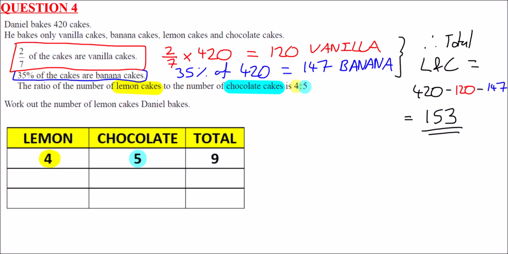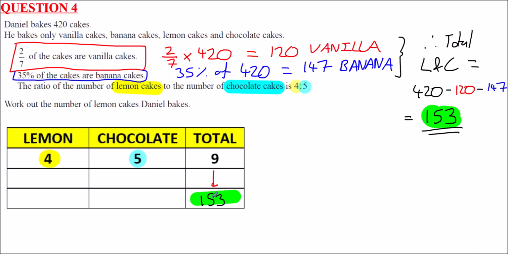So in actual fact, the total number of these lemon and chocolate cakes isn't 9. The actual total number of cakes is 153. So these 9 batches of cakes, we can think of this as maybe 4 batches of lemon and 5 batches of chocolate. 9 batches of cakes need to represent 153. So what would we need to scale up by, to multiply by, to go from 9 to 153?